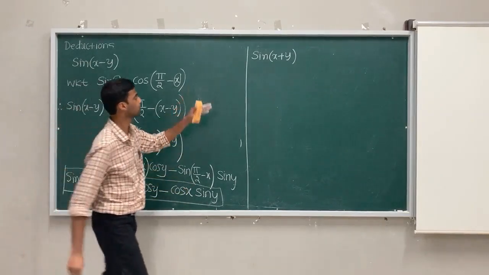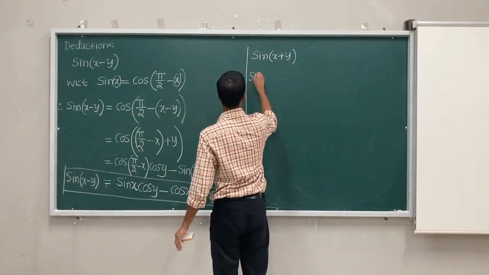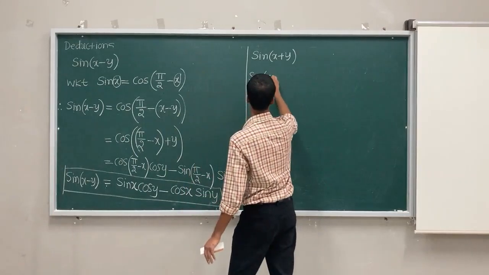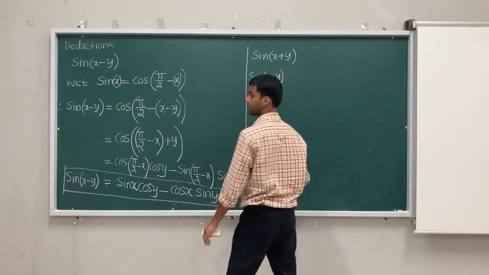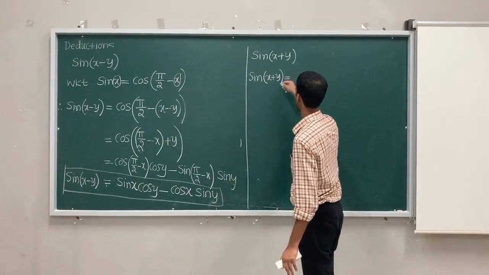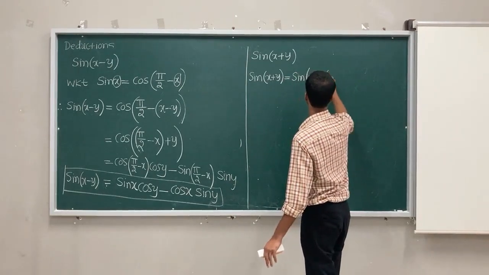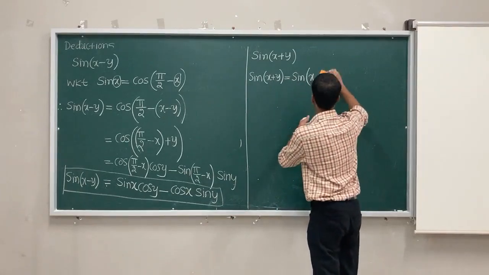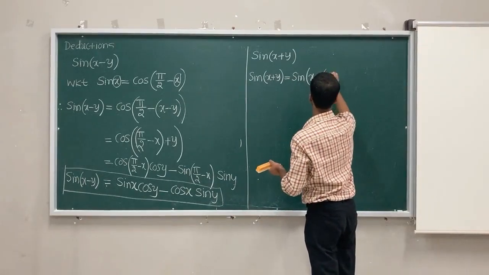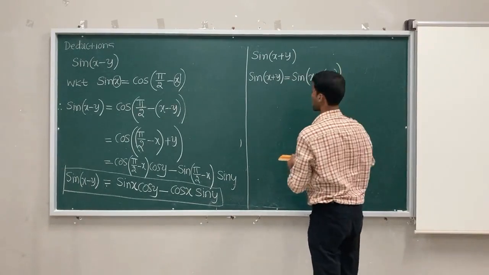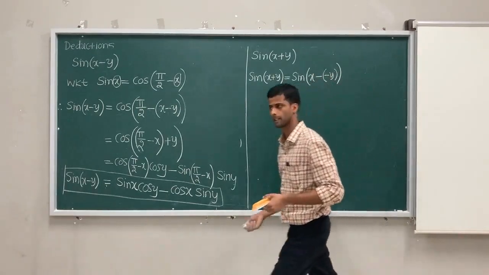Okay. How to prove this result? This is a bit easy one. Let me verify sin of x plus y. What I will do here is split it into sin of x minus of minus y. Sorry, I'll write it as x minus of minus y. Is that okay? Because minus minus becomes plus.